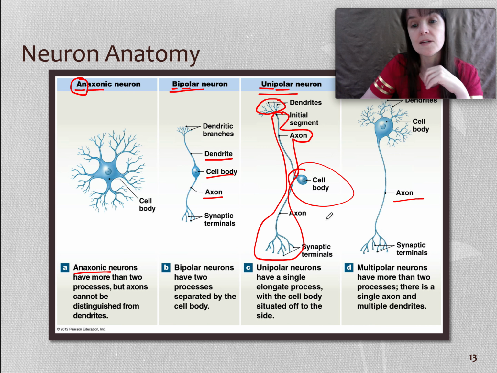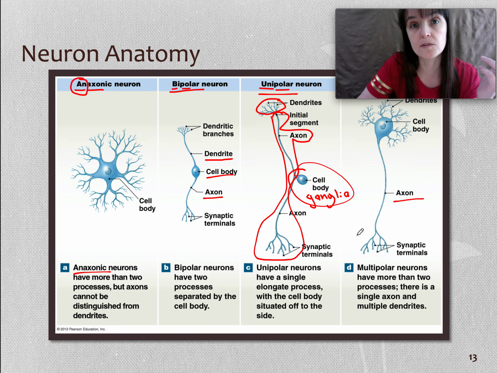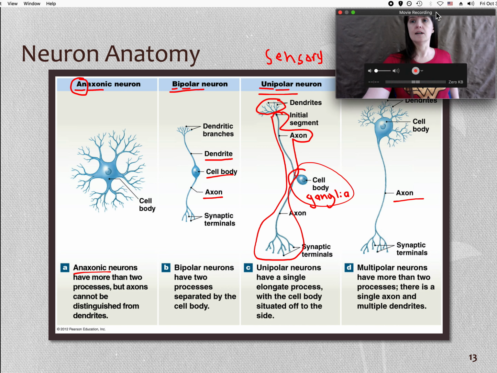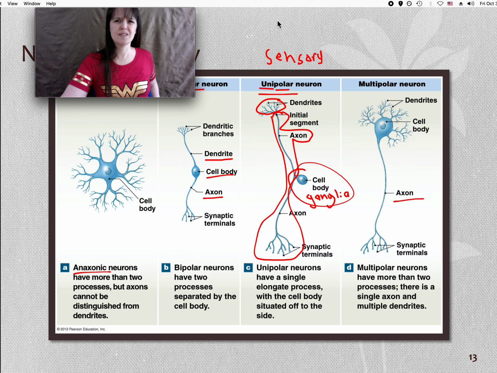These somas live together in clumps in the peripheral nervous system called ganglia. Anytime you have a clump of neuron somas in the peripheral nervous system, it is a ganglion. One ganglion, two ganglia. These unipolars are sensory, and we will find sensory ganglia later. Test 6, maybe test 5. Definitely lab 4, so keep up with your lab 4 material.